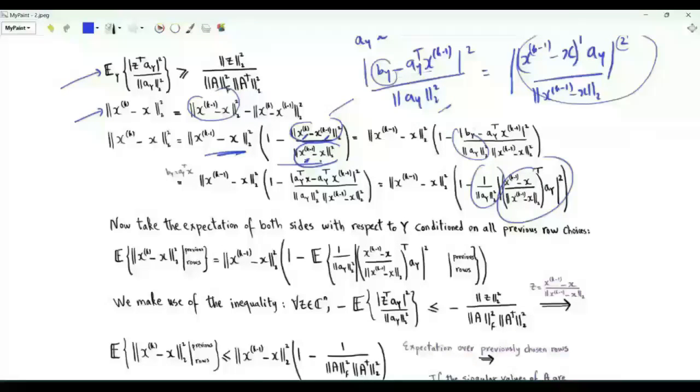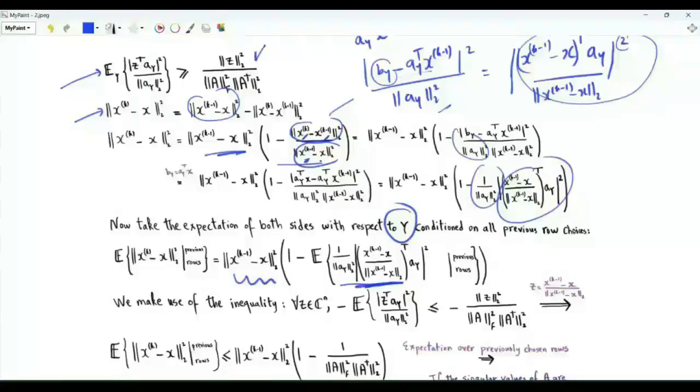Condition on the indices of the rows employed from the beginning of the algorithm till x of k minus 1. For now, those are treated as constants. Take the conditional expectation with respect to y. Y is the index of the row that is used to obtain x of k from x of k minus 1. When we take the conditional expectation, this is a constant. We need to take the conditional expectation of this part.